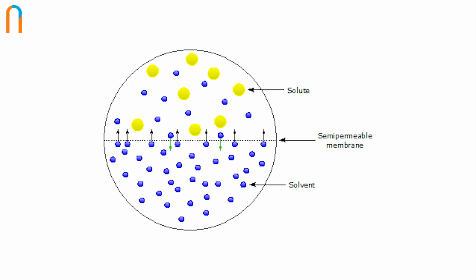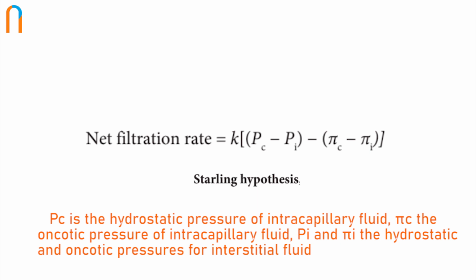The relationship among the factors that influence transcapillary fluid movement, known as the Starling hypothesis, can be expressed by the following equation, where Pc is the hydrostatic pressure of intracapillary fluid, πc the oncotic pressure of intracapillary fluid, Pi and πi the hydrostatic and oncotic pressure for interstitial fluid, respectively, and K a constant expressing how readily fluid can move across capillaries, essentially the reciprocal of the resistance to fluid flow through the capillary wall.